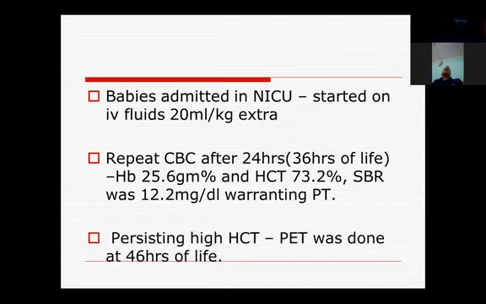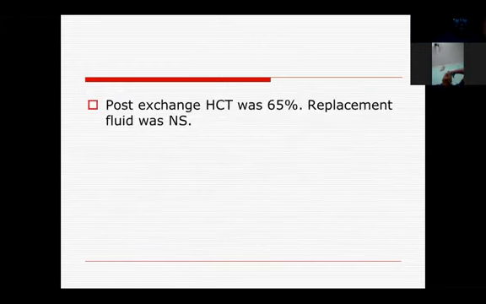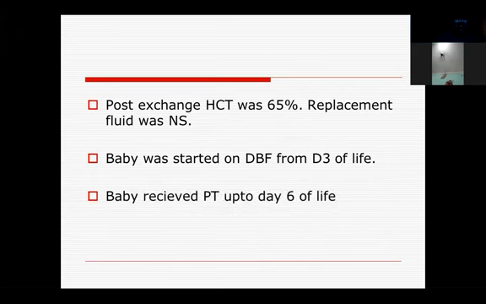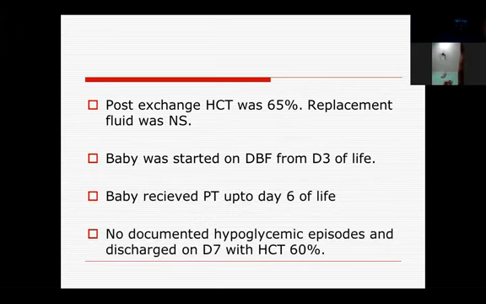With persisting high hematocrit, a partial exchange was done at 46 hours of life. Post-exchange, hematocrit dropped to 65%, and the replacement fluid used was normal saline. The baby was started on direct breastfeeds from day 3 of life and received phototherapy up to 6 days. There were no documented hypoglycemic episodes, and the baby was discharged on day 7. The hematocrit was then 60%.